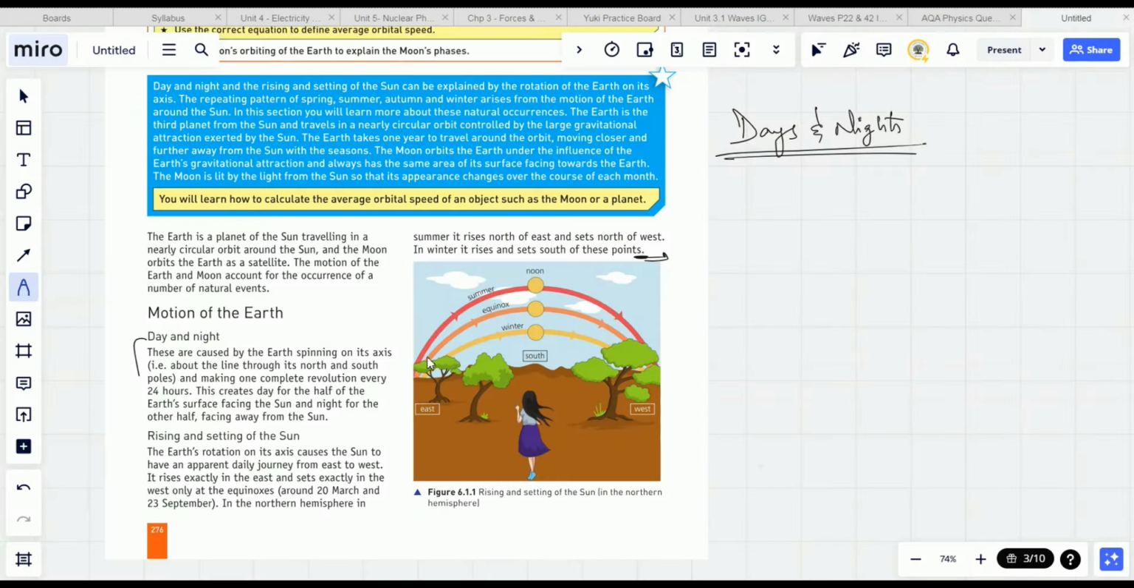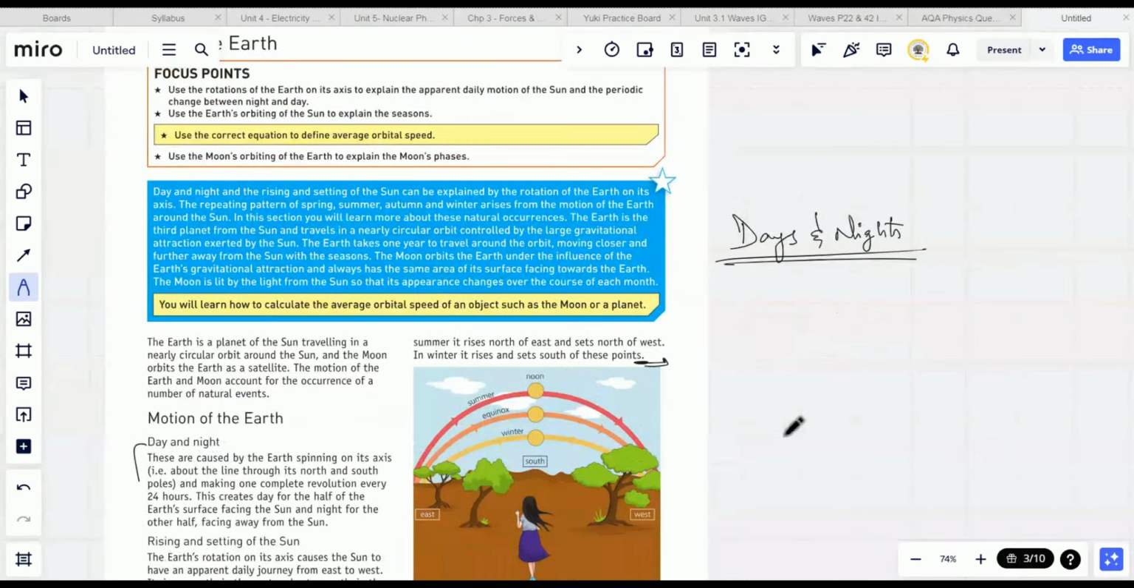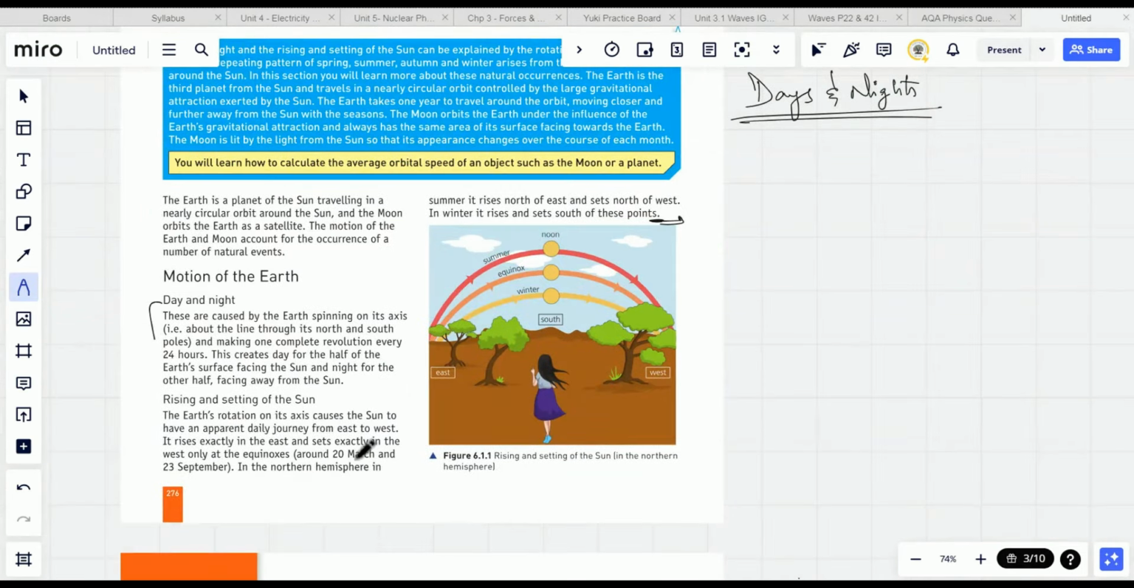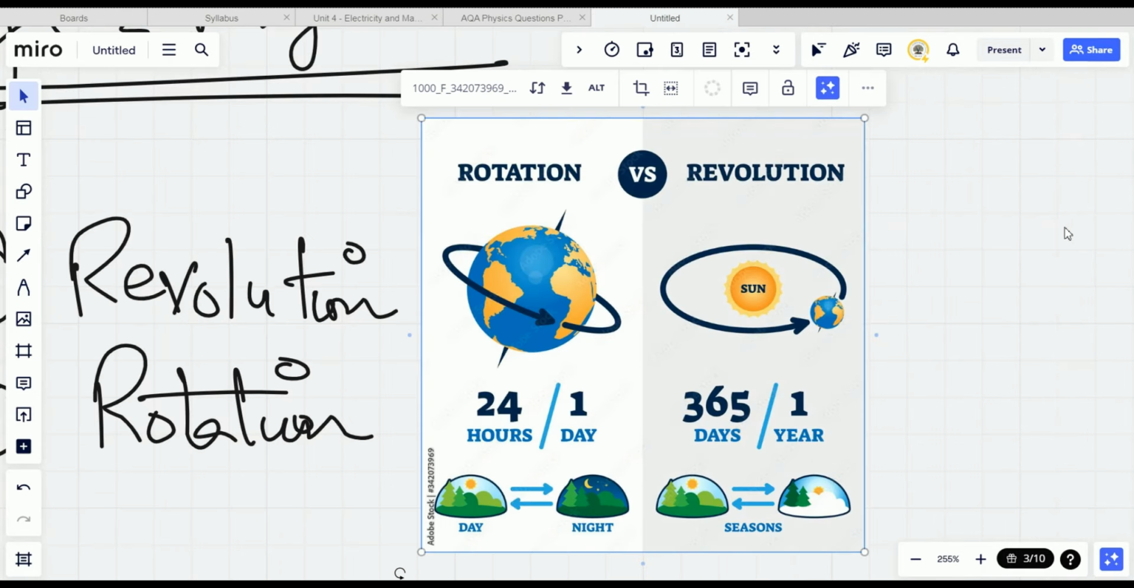All right, let's begin. So, days and nights. How are days and nights caused? We are doing space physics, unit 6.1. These are caused by the Earth spinning on its axis and making one complete revolution. And the revolution around the sun causes all these seasons.